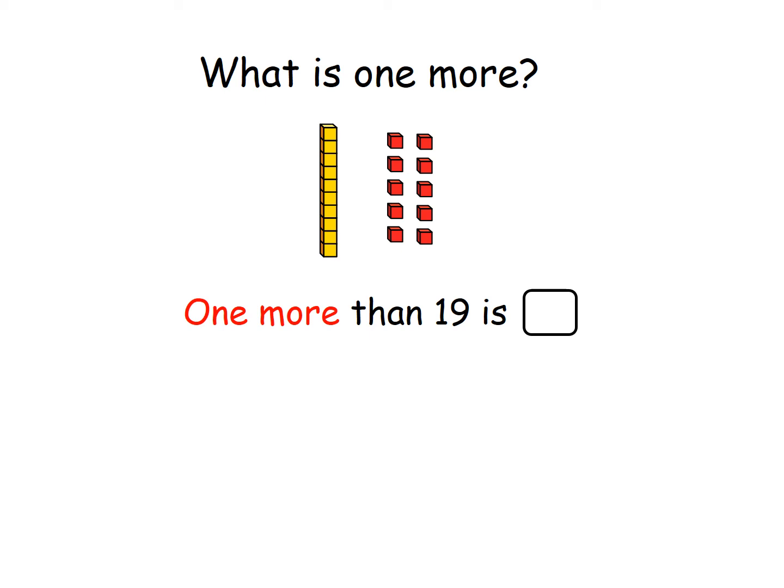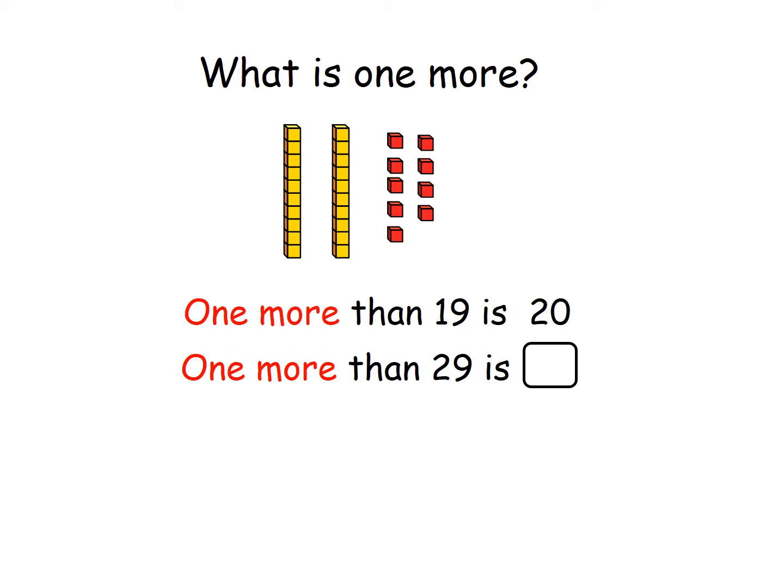There it goes. And replace it with a 10 stick to help me count it easier. So 1 more than 19 is 20. Okay, this time I've got the number 29. Now you can draw in your ones and change it to help you. Or you could look at the pattern.